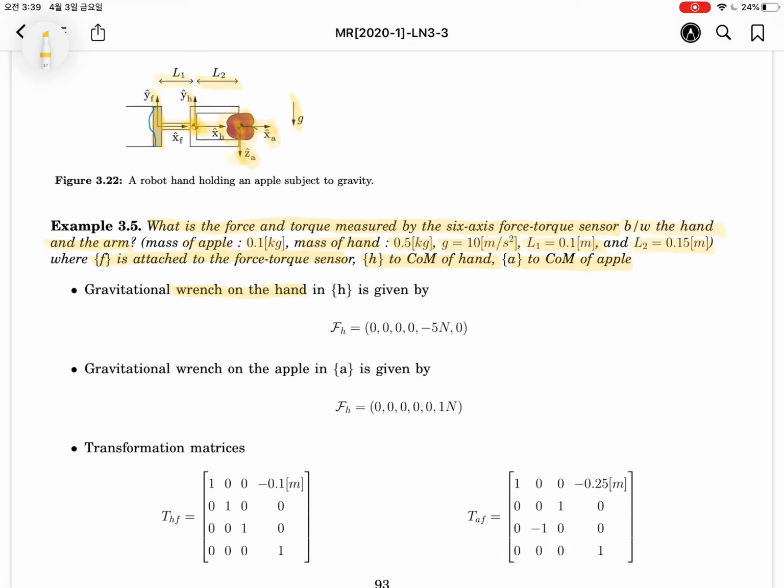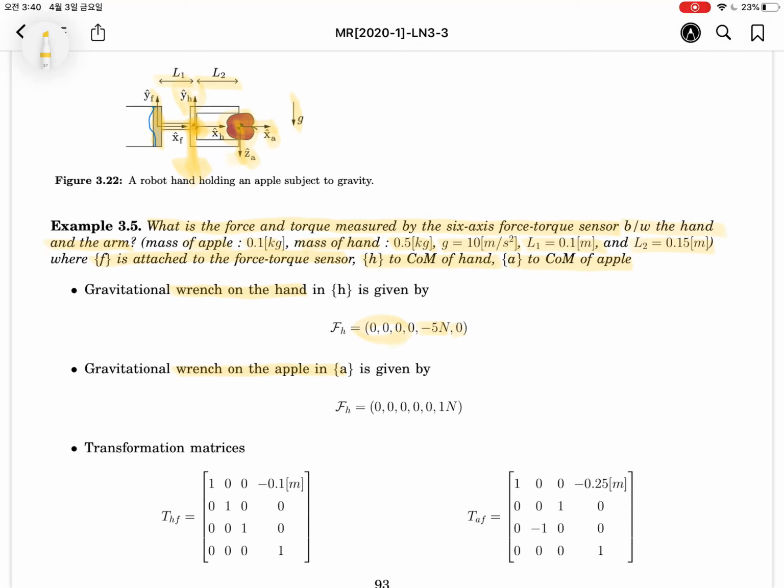Okay, the length on the hand here, in the H coordinate, maybe gravity is affecting it like this. So the three moment values will be 0, because the center of mass is considered to account for the moment, so it will be 0. How about the force? The gravitational force is opposite to the YH. So 0, minus 5, and 0.